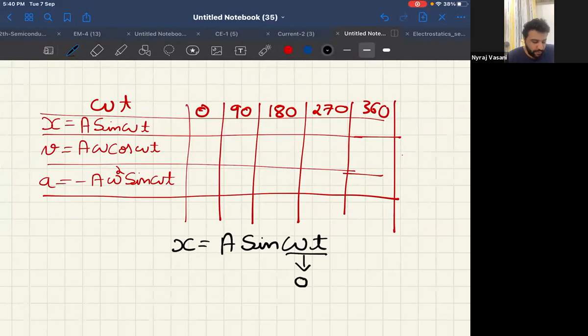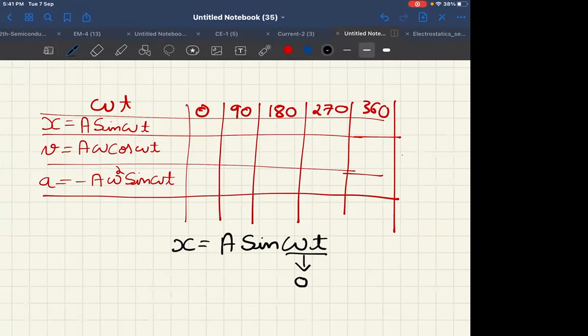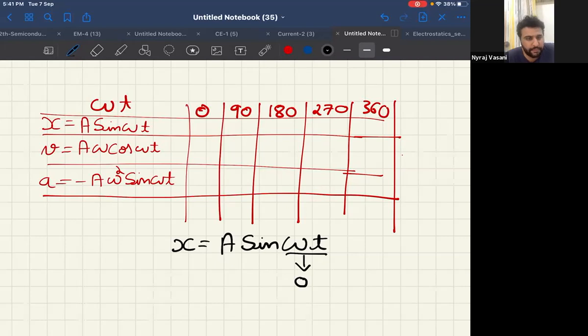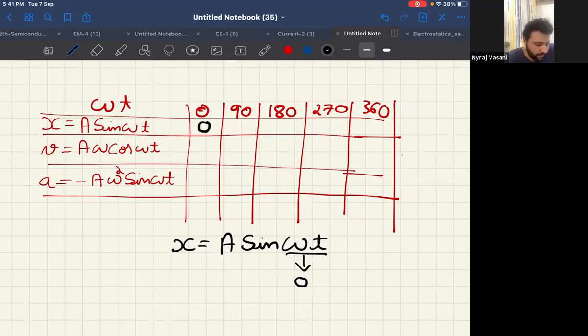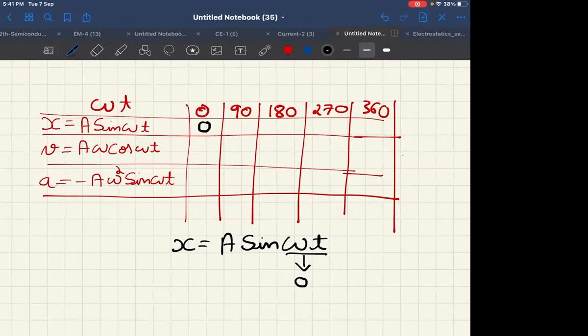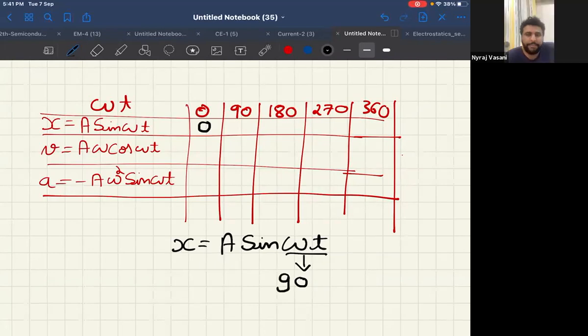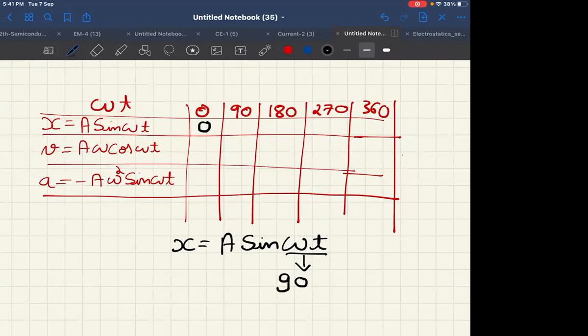Now first put omega t equal to 0. Tell me what will you get if I put omega t equal to 0? If I put omega t equal to 0, what is sine 0? 0. Therefore, can I say my entire term will become 0? Yes, sir. Now, if I put omega t equal to 90, tell me what will happen to X? We'll get A.